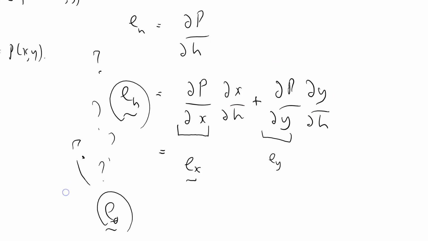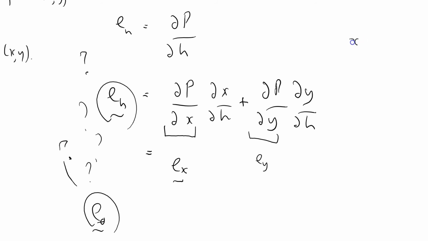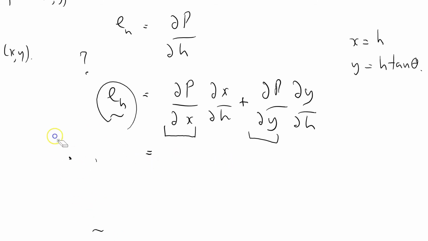Now what's dx/dh? Let me just remind myself of the relationship: x equals h and y equals h tan theta. So I can expand this little thing here. E_h equals ∂P/∂x, which is just E_x, because that's what happens when you move the x Cartesian coordinate and leave y alone, times dx/dh, which is just 1. Plus ∂P/∂y, which is just the vector E_y, times dy/dh. That's this formula here, tan theta.